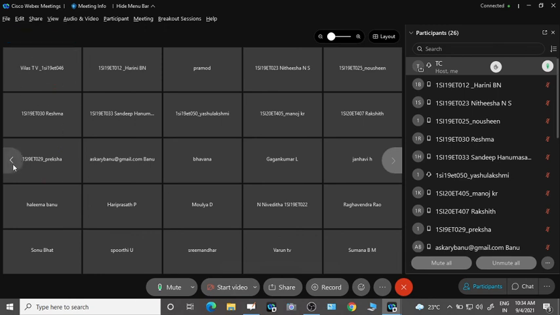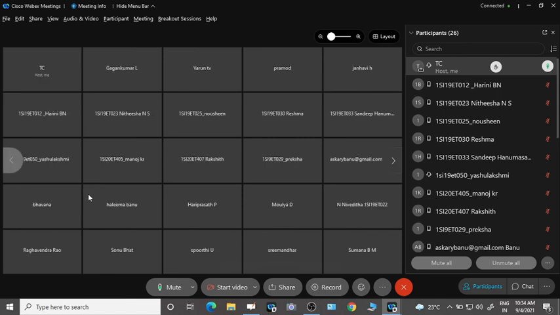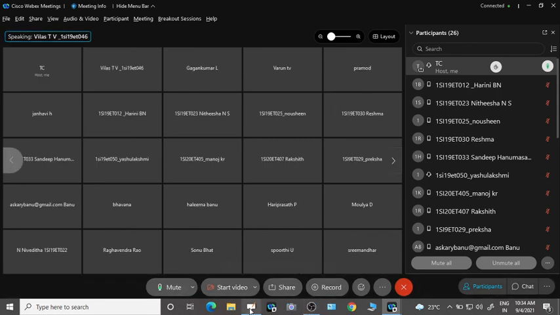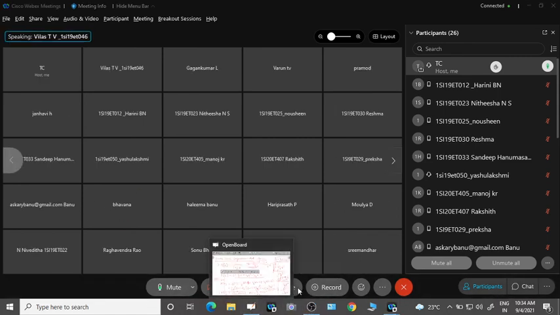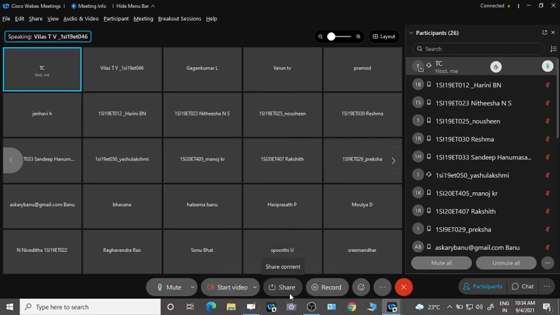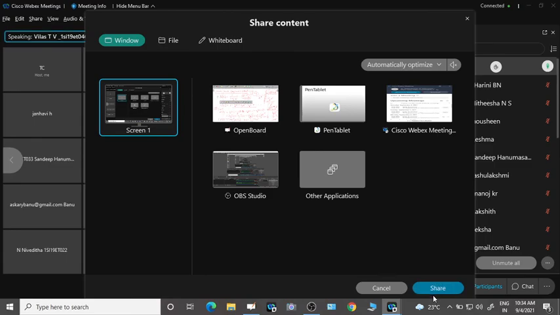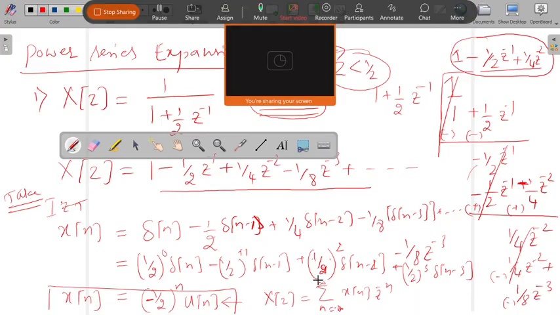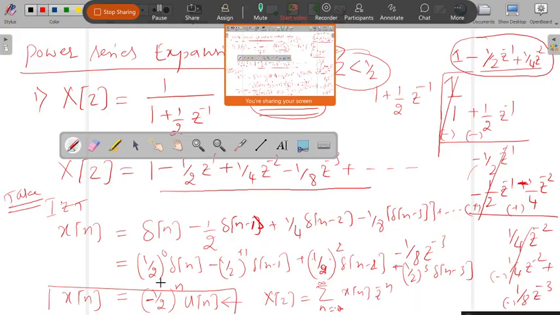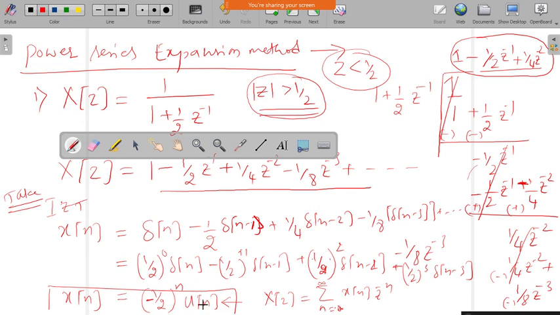Here, the final answer is x of n equal to minus 1 by 2 to the power of n u of n, no, sir. Which one? Sir, that step I didn't understand. Last step, please. This one? How we got this one from this delta of n or what? It's not visible to me.